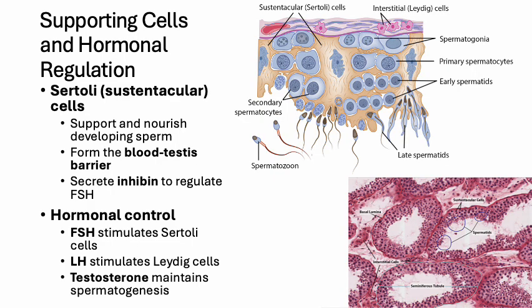Sertoli cells are stimulated by FSH and secrete inhibin to help regulate feedback in the hypothalamic-pituitary-gonadal axis. Meanwhile, LH stimulates Leydig cells to release testosterone, which supports the entire process of spermatogenesis. Together, these cellular and hormonal interactions ensure that sperm development is both efficient and tightly regulated.